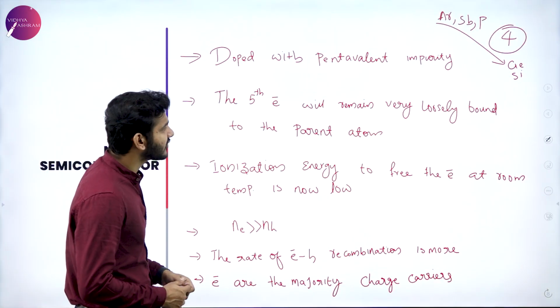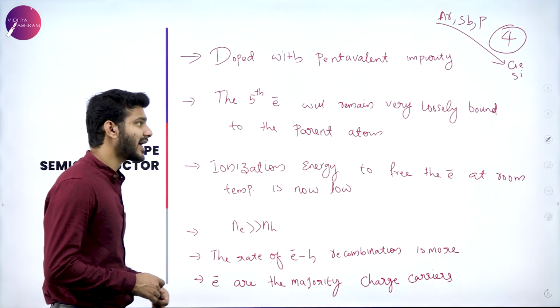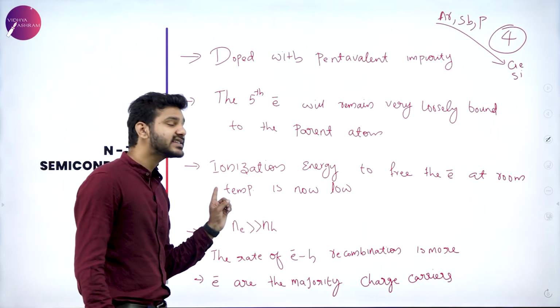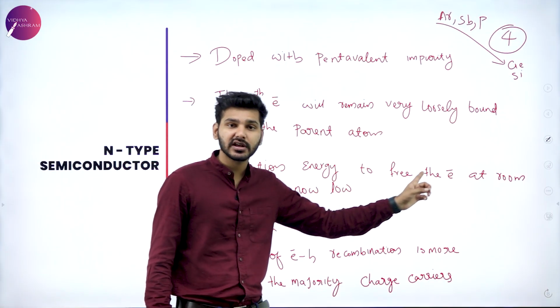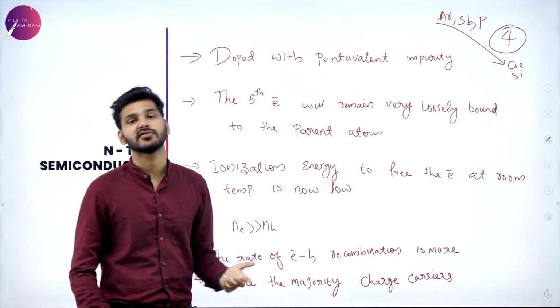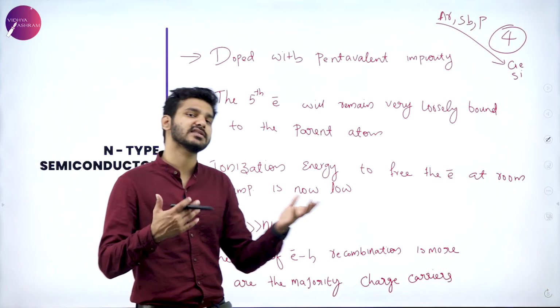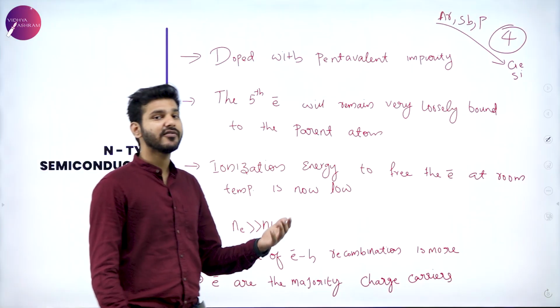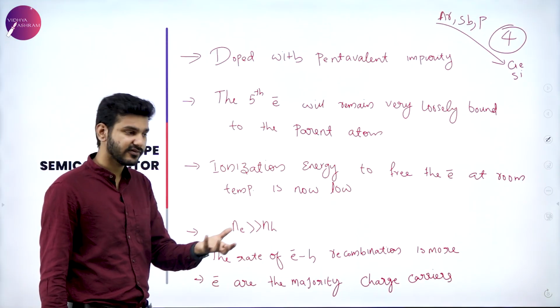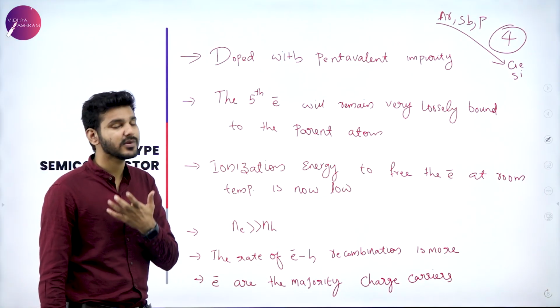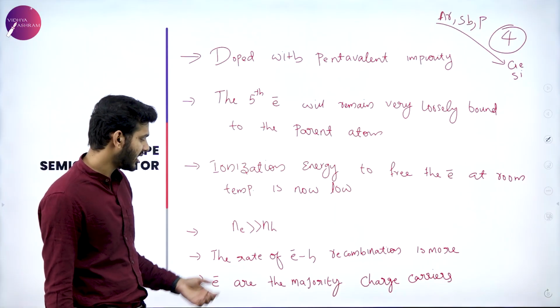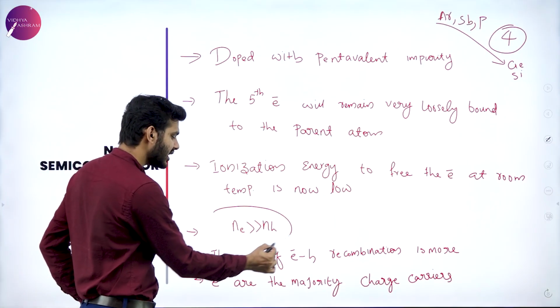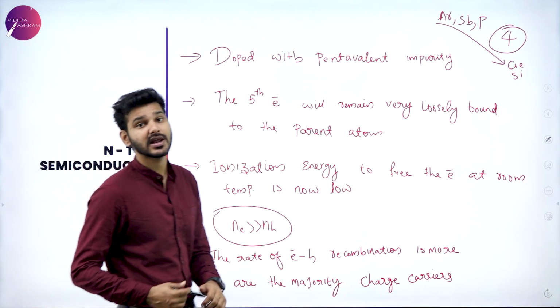The fifth electron remains very loosely bound to the parent atom, and the ionization energy to free that electron at room temperature will be low. It is an excess electron and the atom is very happy to give it up, so the ionization energy to free that valence electron will be very low at room temperature. And what is this, Ne much greater than Nh?